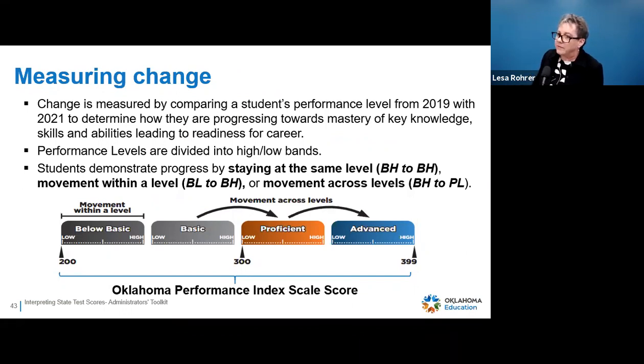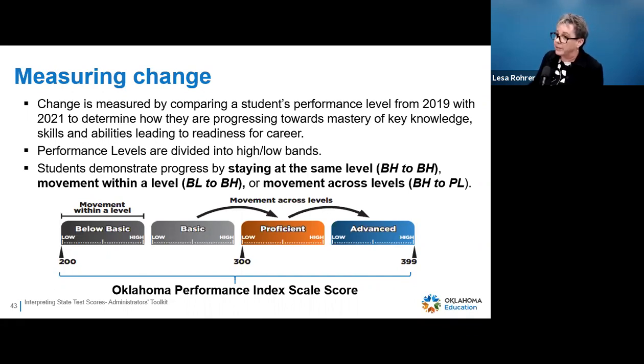So here we've taken steps to capture some of that nuance. We've looked at those performance levels that we talked about at the beginning, the below basic, the proficient, and the advanced. We've divided those levels into halves so that we can really think about how students are moving or progressing between those levels. So I can stay within the same level. I can move from basic low to basic high. I can move from basic high to proficient low. I could even move from basic high to advanced high. So this is what we're talking about when we're looking at measuring progress.